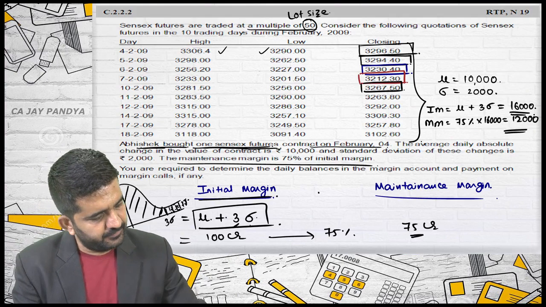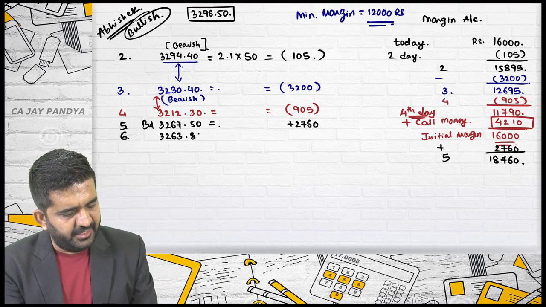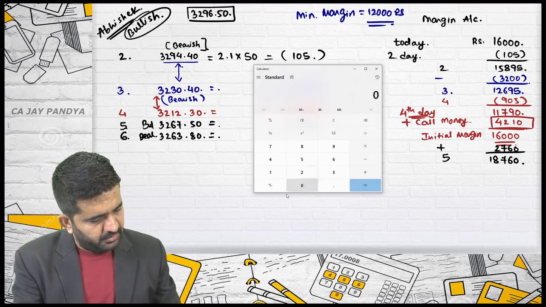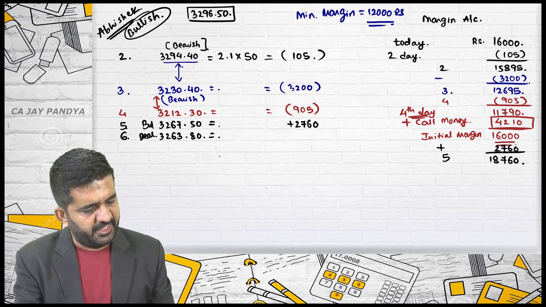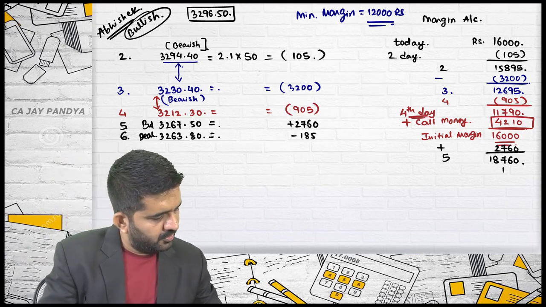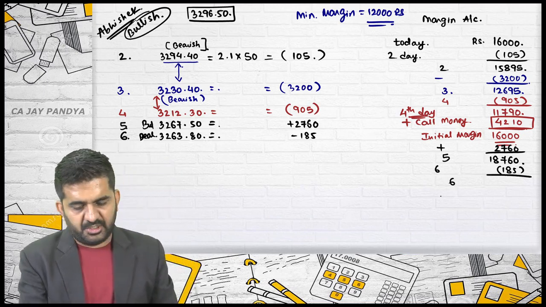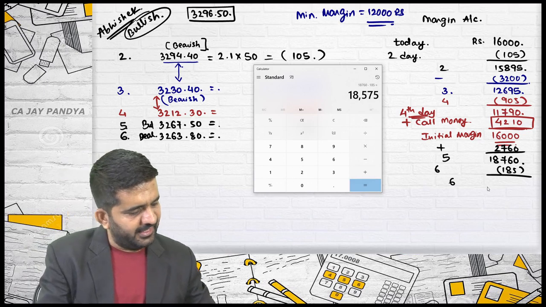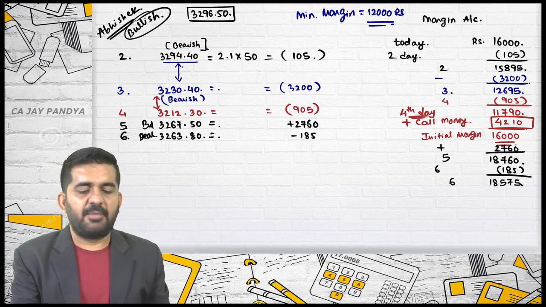Sixth day, price 3263.80. Bearish. I will be losing money. How much? 3263.80 minus 3267.50, multiplied by 50, is 185 rupees. 185 will be deducted on the sixth day. At the end of the sixth day, it is 18,760 minus 185, which is 18,575. At the end of the sixth day, this will be my margin balance.